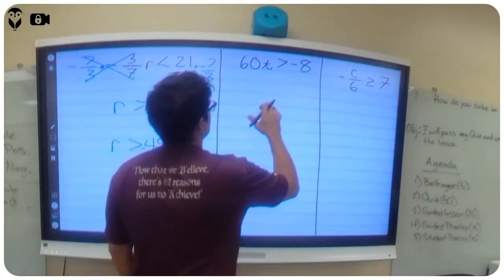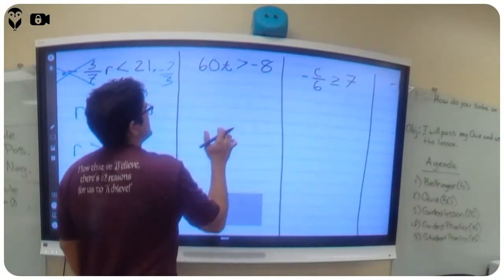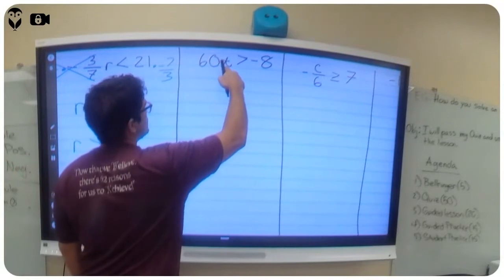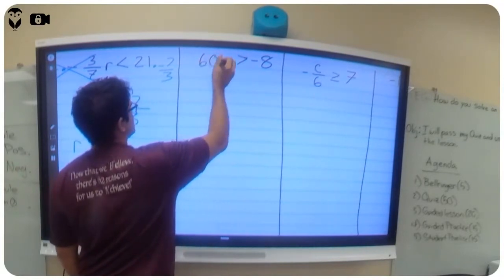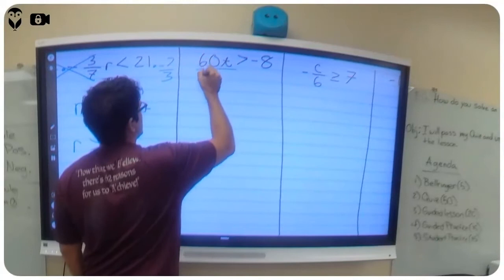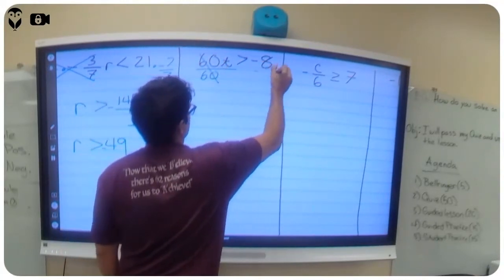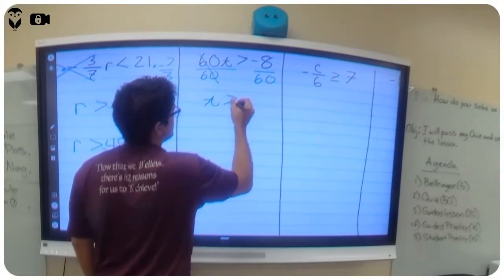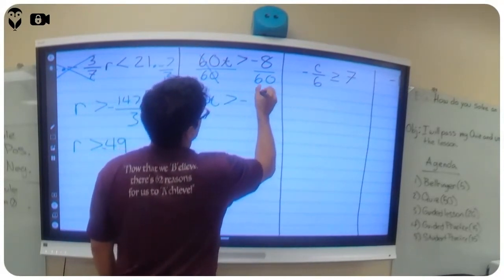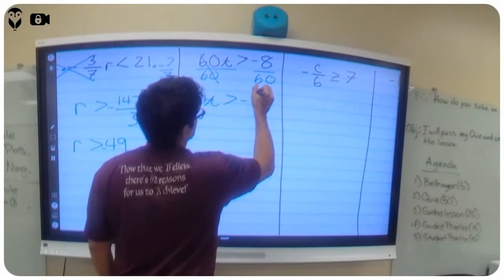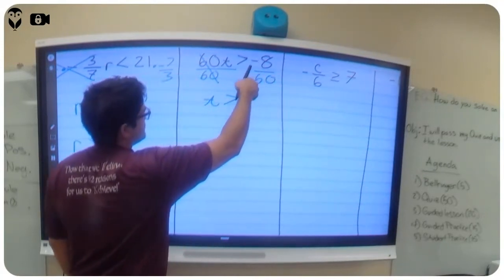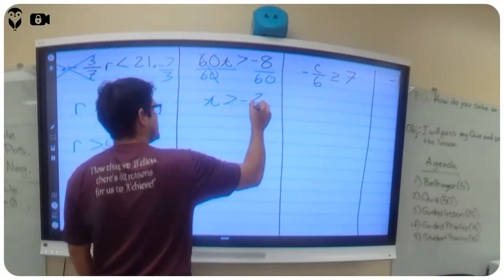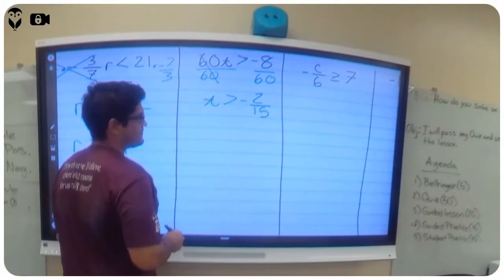For this one, we'll solve it, and then we'll put it in set builder notation. So here we're solving for t. 60 and t are multiplying, so you're going to divide by 60, divide by 60. You're left with t is greater than negative, cut in half, you get 4, cut in half, you get 2. Cut in half, you get 30, cut in half, you get 15. So negative 2 over 15.